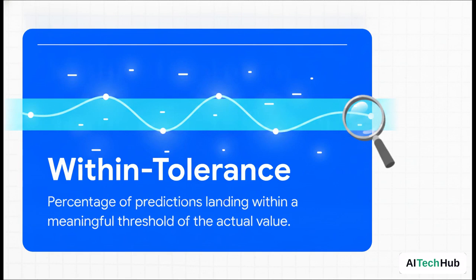This one steps completely away from pure averages. Instead, it asks what percentage of your predictions land within some meaningful, predefined threshold of the actual value. So for example, you might ask, hey, how often is our prediction within 20% of the actual target?